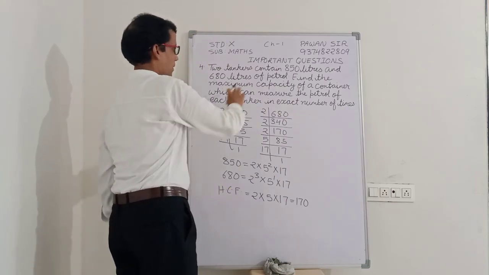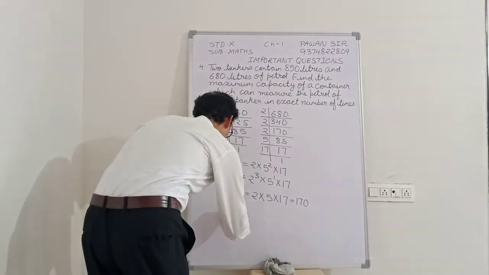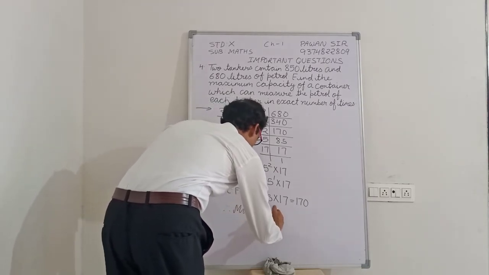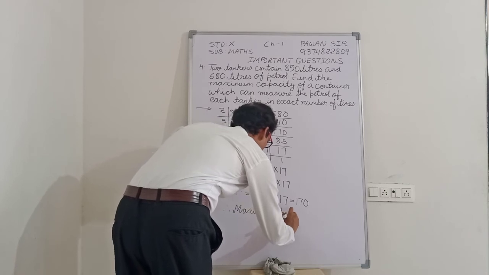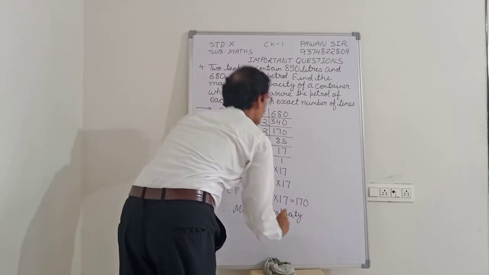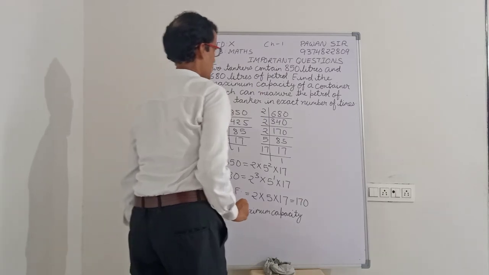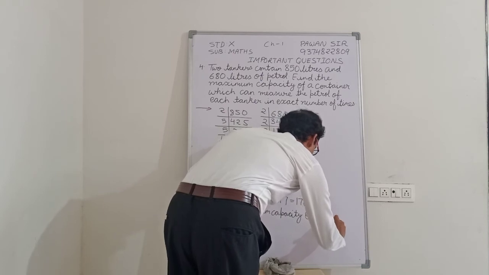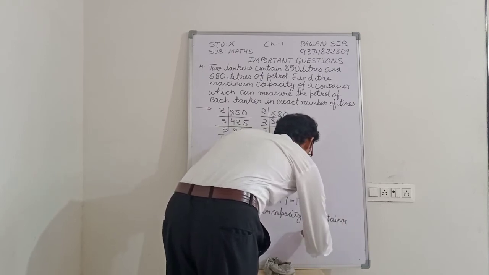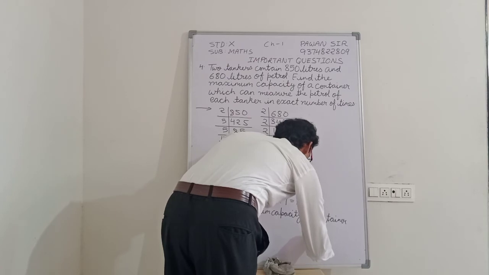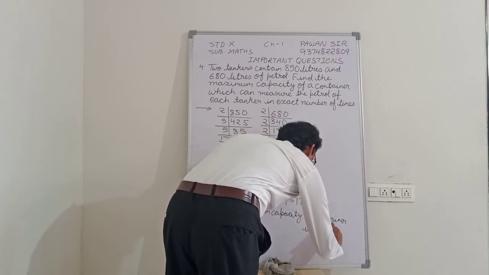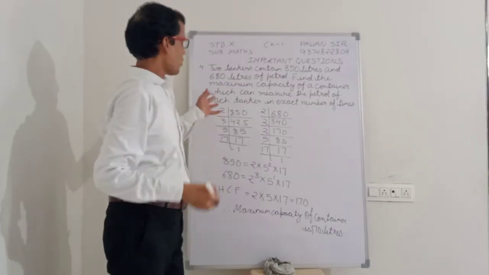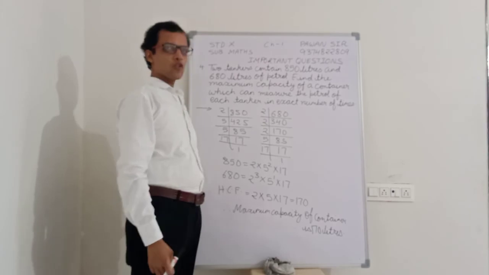So the maximum capacity of the container is 170 liters. So this is one of the important sums, and this completes our question number 4.